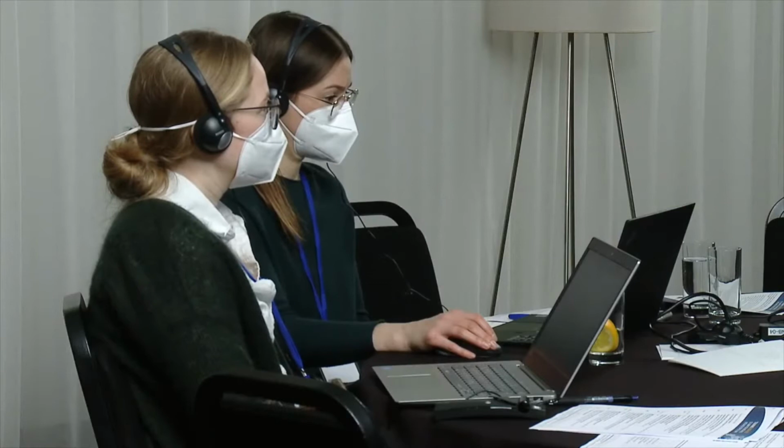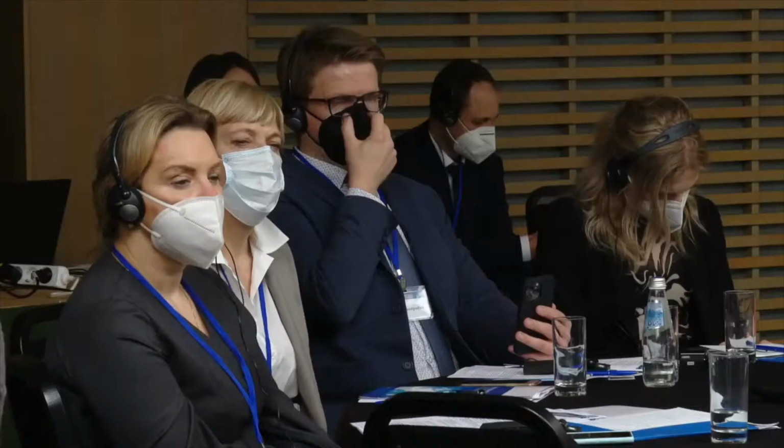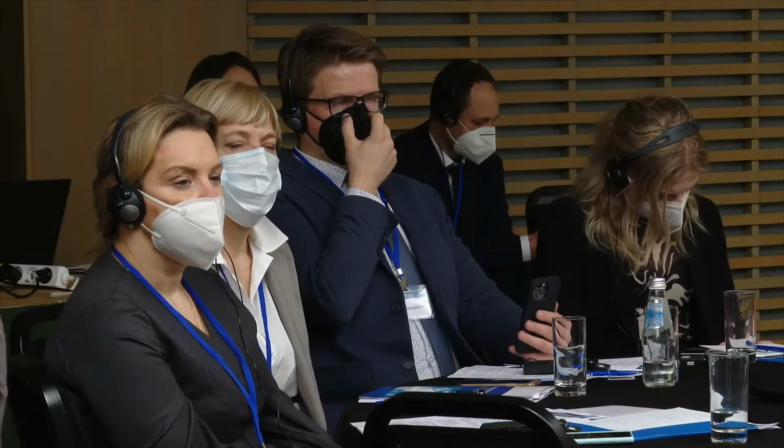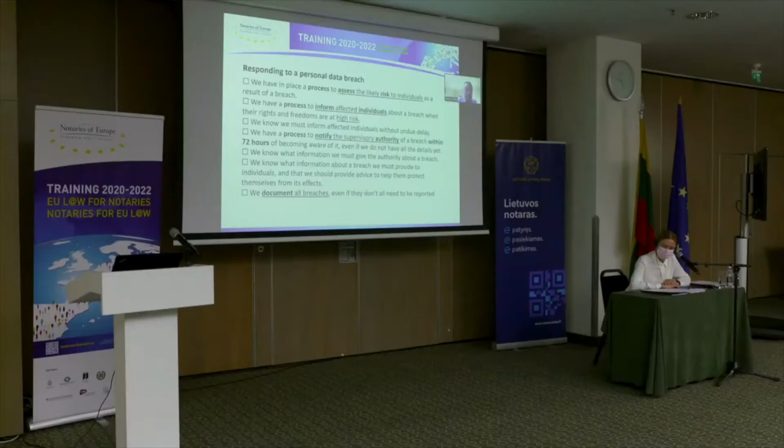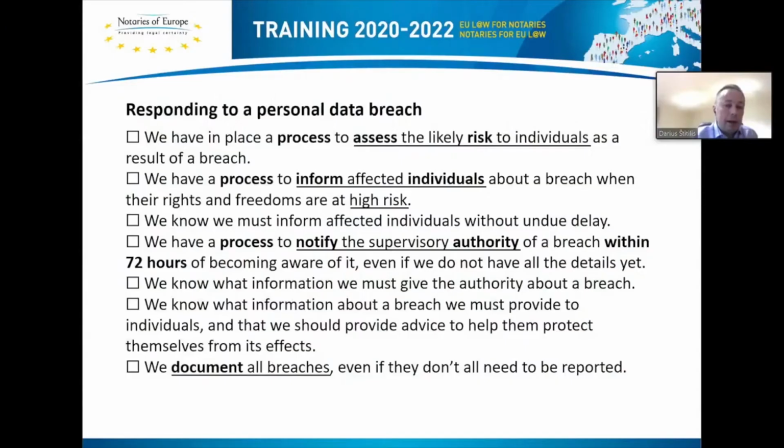And as I said, breaches could be connected with one of the CIA triad elements. Responding to a personal data breach, also a self-questionnaire. So we have in place a process to assess the likely risks to individuals. We have a process to inform affected individuals. So there should be clear rules, clear processes for what to do if a data breach occurs.